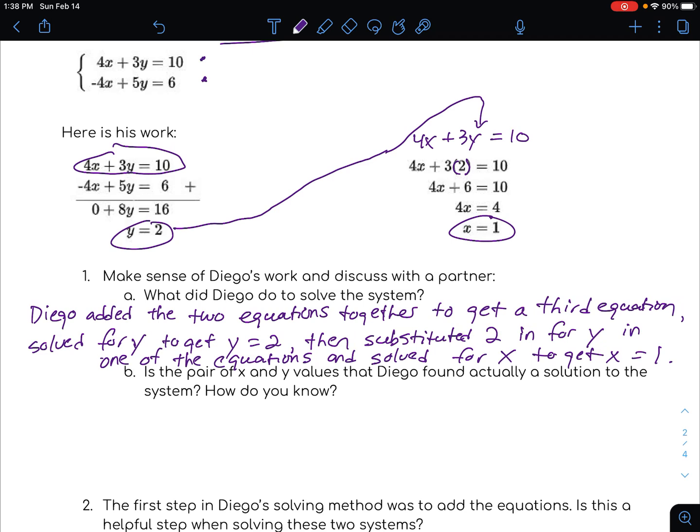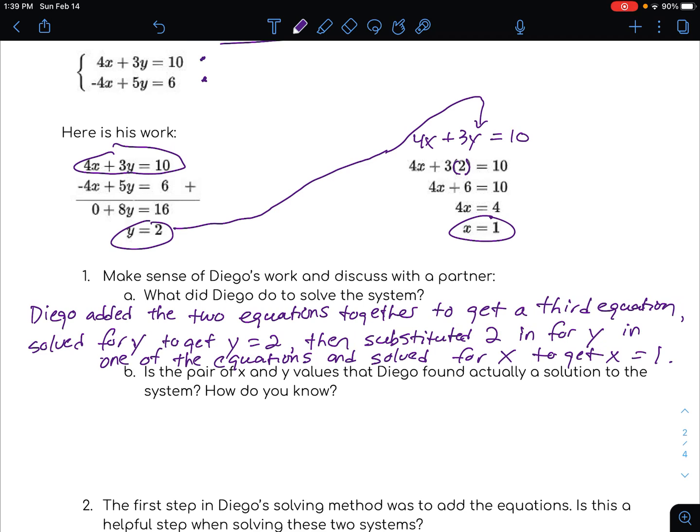So is the pair of x and y values that Diego found actually a solution to the system? How do you know? We've been talking about this now for really a couple of weeks, and that is that a solution is simply a set of values for the variables that makes the equations true, that makes the equations work. So one way we talked about finding a solution is simply taking the equation.